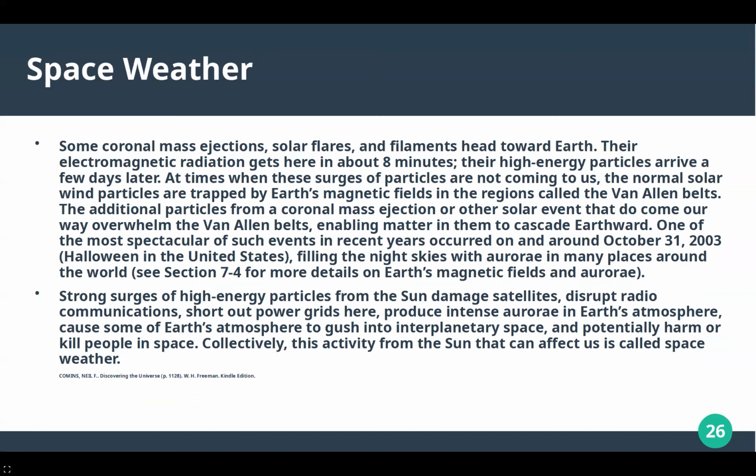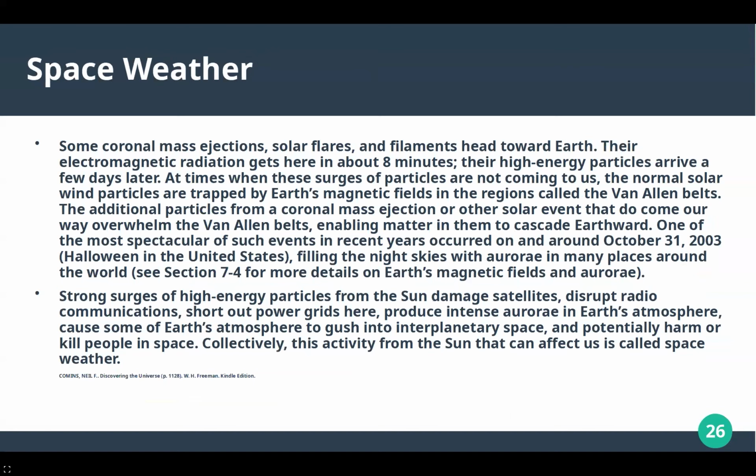At times when these surges of particles are not coming towards us, the normal solar wind particles are trapped by Earth's magnetic field in the regions called the Van Allen belts. The additional particles from a coronal mass ejection or other solar event that do come our way overwhelm the Van Allen belts, enabling matter in them to cascade earthwards. One of the most spectacular of such events in recent years occurred around October 31st, 2003, filling the night skies with aurorae in many places around the world.